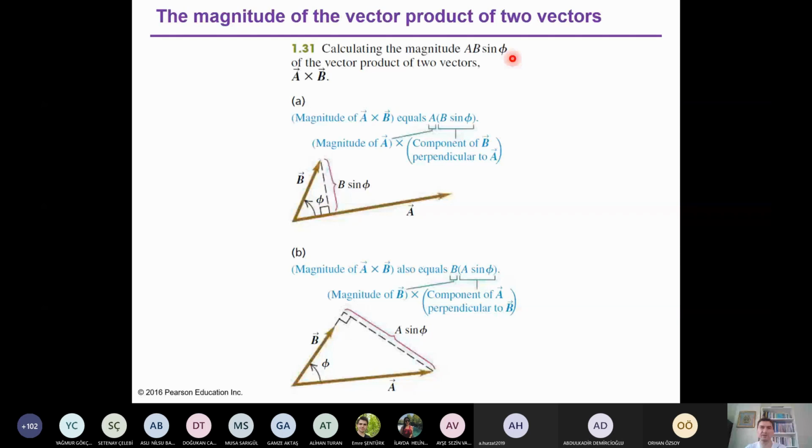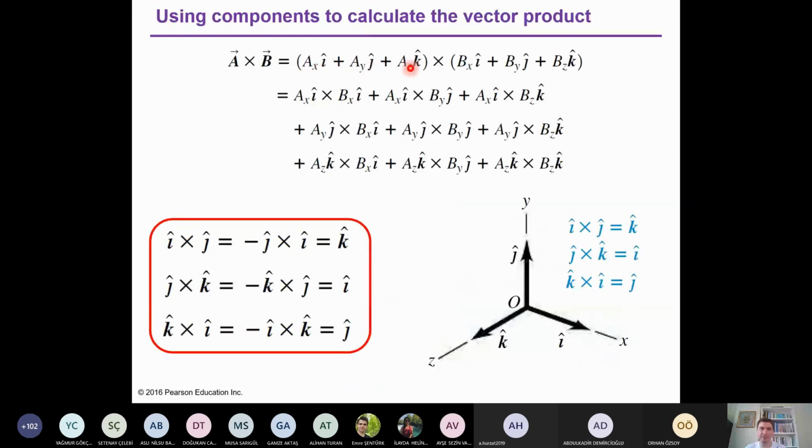So here I have A vector and B vector, and I would like to calculate A cross B. This is the A vector, look at carefully. Ax i plus Ay j plus Az k, okay, A vector. And here I write the B vector. Here I have a cross sign, Bx i plus By j plus Bz k. So then I will multiply this one with this one, and this one with this one. But all multiplications will be cross product, okay?